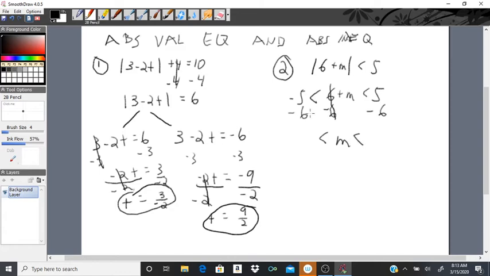Negative 5 and negative 6 is negative 11. 5 and negative 6 is negative 1. And this is the solution to the problem. The problem is over.